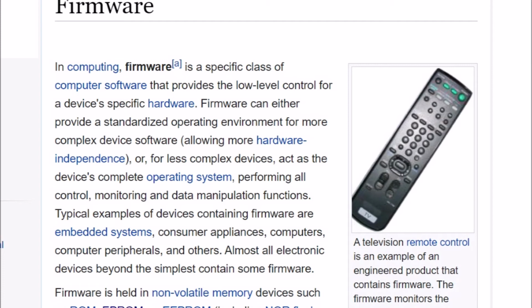Firmware is held in non-volatile memory devices such as ROM, EPROM, or EEPROM, including NOR flash memory. Changing the firmware of a device was rarely or never done during its lifetime in the past, but is nowadays a common procedure. Some firmware memory devices are permanently installed and cannot be changed after manufacture. Common reasons for updating firmware include fixing bugs or adding features to the device. This requires ROM integrated circuits to be physically replaced, or EPROM or flash memory to be reprogrammed through a special procedure.